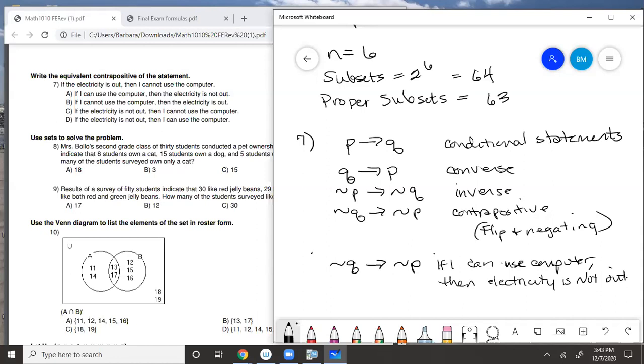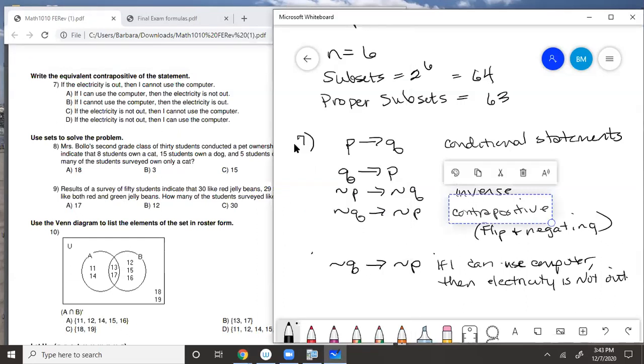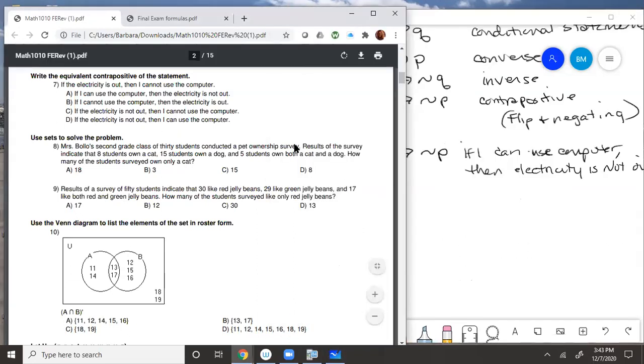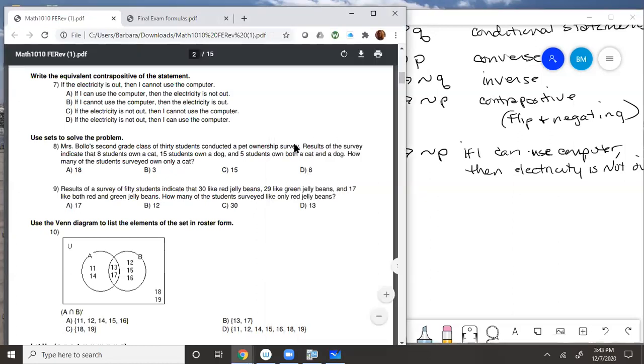Number 8. Mrs. Bolo's second grade class of 30 students conducted a pet ownership survey. Results of the survey indicate that 8 students own a cat, 15 own a dog, 5 own both cat and dog. How many of the students surveyed own only a cat? So this is like the Venn diagrams. Well, let's write down what we know.